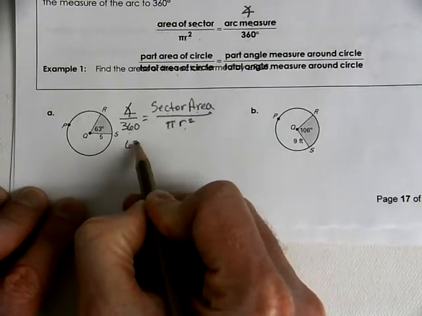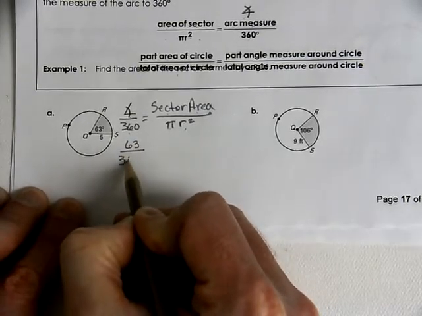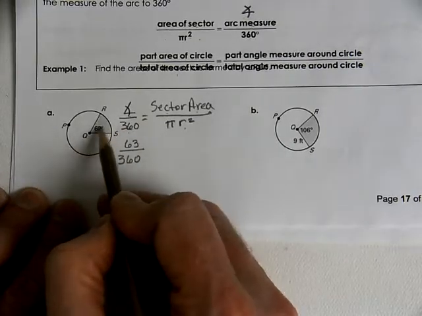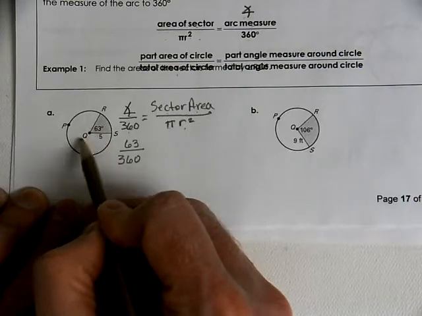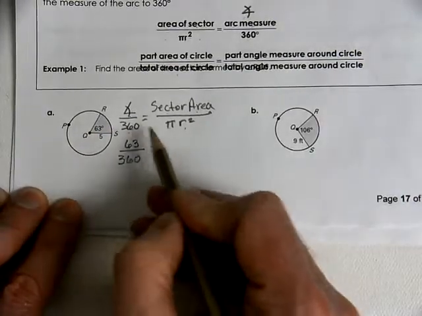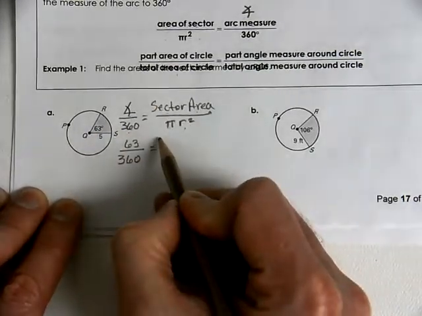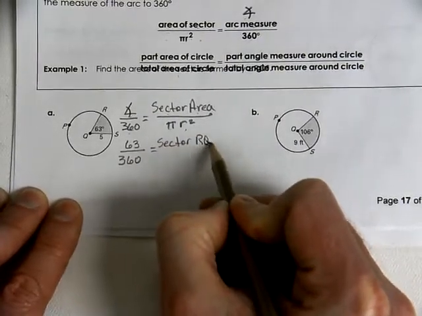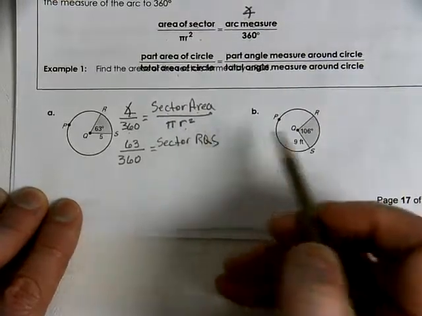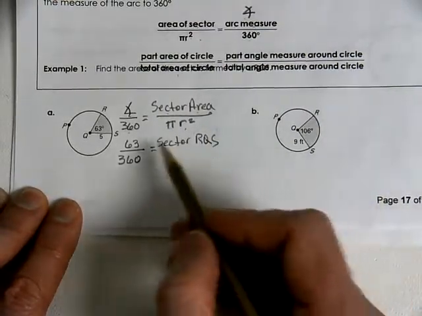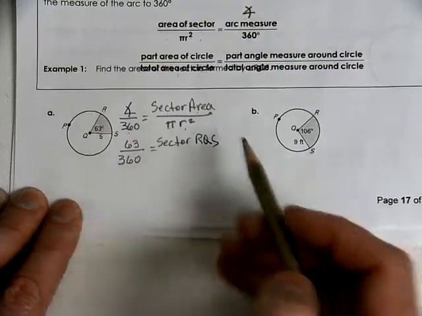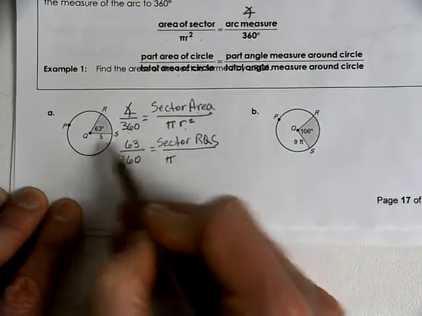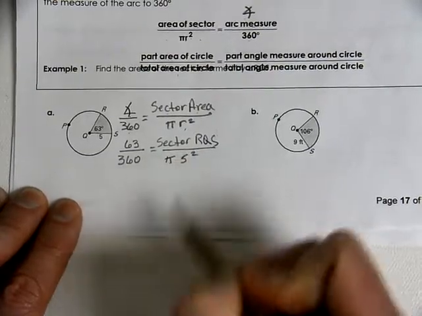63 is our central angle. 360 is the entire area. So the relationship 63 has with 360 is the same thing, this sector area, so we call it sector RQS. We don't draw an arc over it because it's not an arc measure. It's a sector, almost like a triangle, over pi r squared. We notice our r is 5, so we square that.